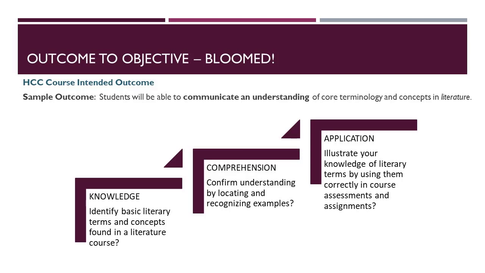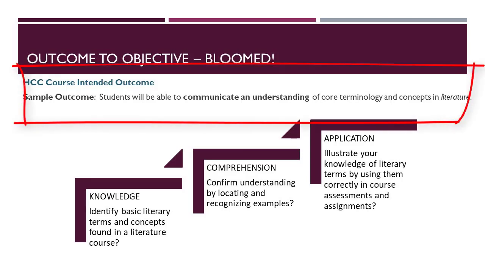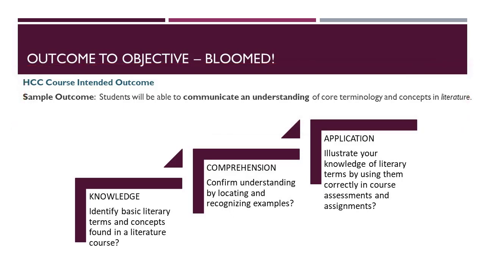So we're taking a sample outcome, which is found in many different courses. The outcome is students will be able to communicate an understanding of core terminology and concepts in literature. And we're going to take this outcome and move it through all the different Bloom's levels. So of course, students come in and we're looking for a knowledge level. And if we take that outcome, what we really want them to do is to identify basic terms and concepts found in our course. However, that's not enough.